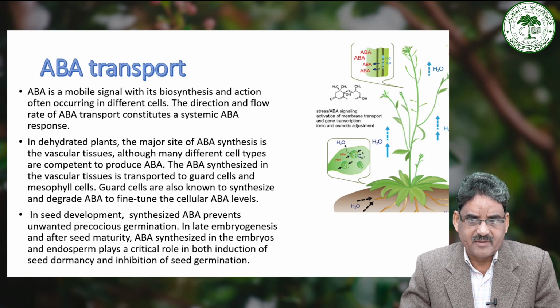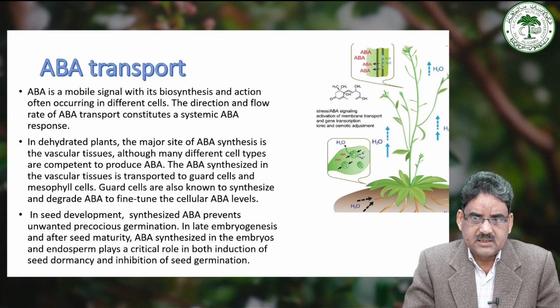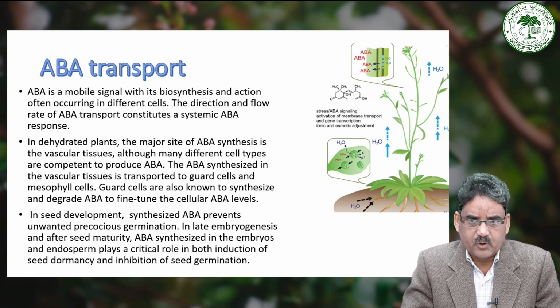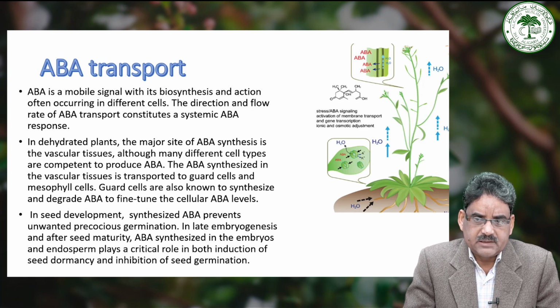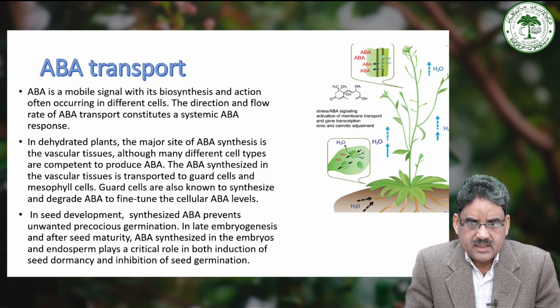Shifting next to development, synthesized ABA prevents premature germination. As we progress, the embryo and endosperm assume a critical role. Here ABA becomes a key player in inducing seed dormancy and inhibiting the premature germination of the seeds.